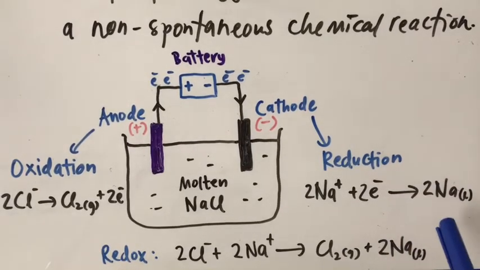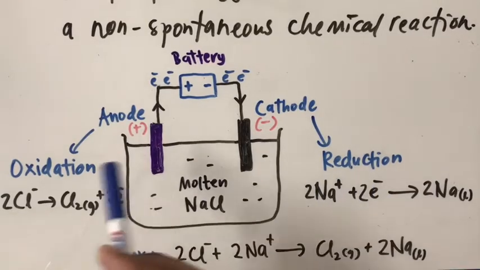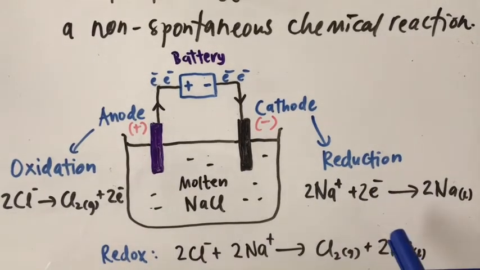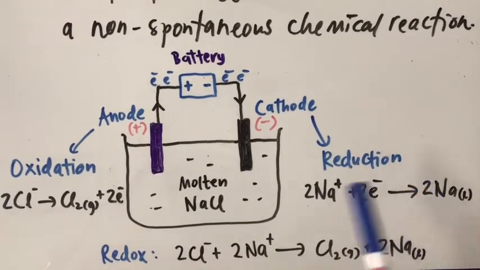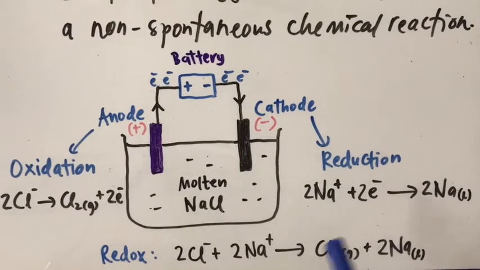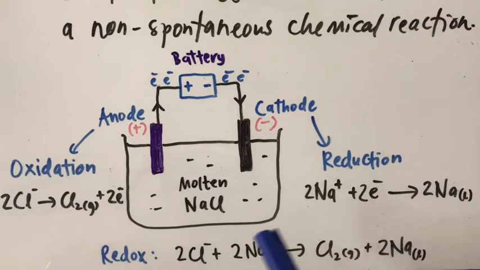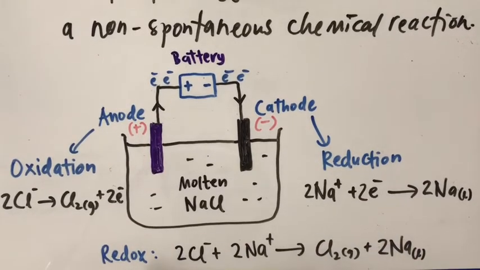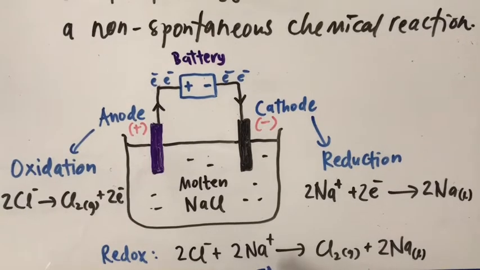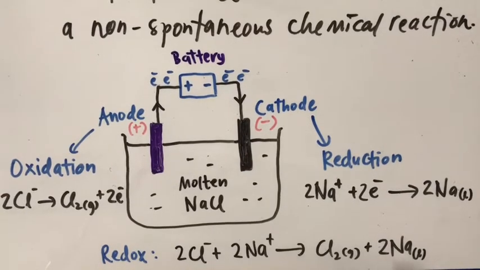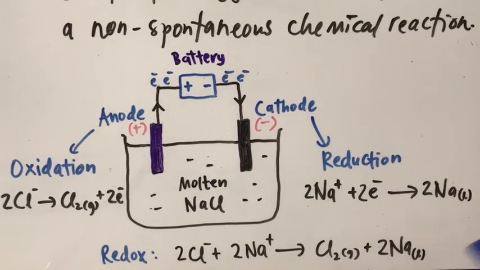To form the overall redox reaction, we have to balance the electrons for both of the half equations. When you cancel out the electrons on both sides of the half equations, you will get the overall redox reaction, where 2Cl- plus 2Na+ produces chlorine gas and sodium metal. This is the opposite of the galvanic cell.